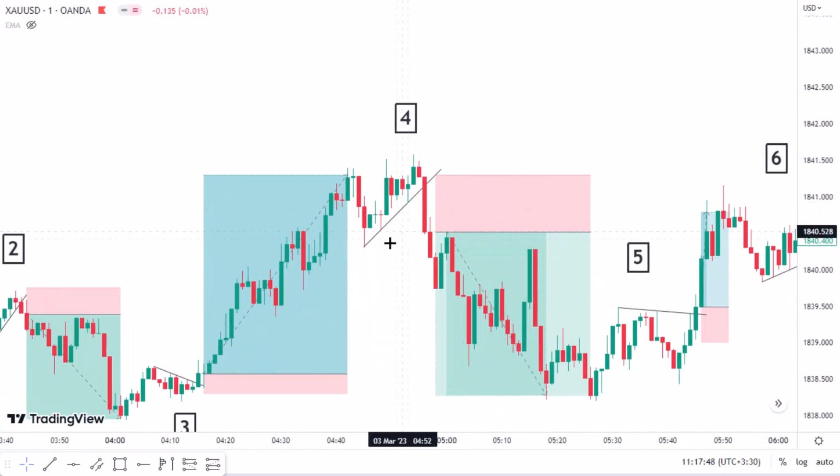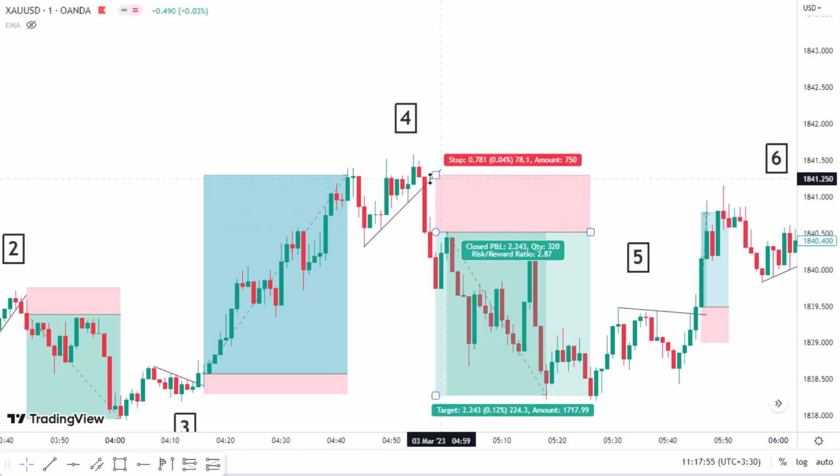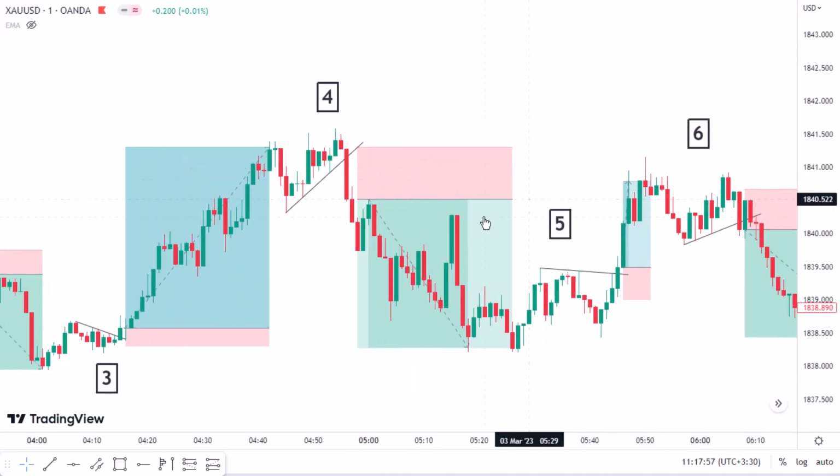On the trade 4, we have a trend line with 3 touches. On the 4th time it breaks it with this red candle, we enter the sell position, put our stop loss above the candle, and it gives us a reward of 2.8.